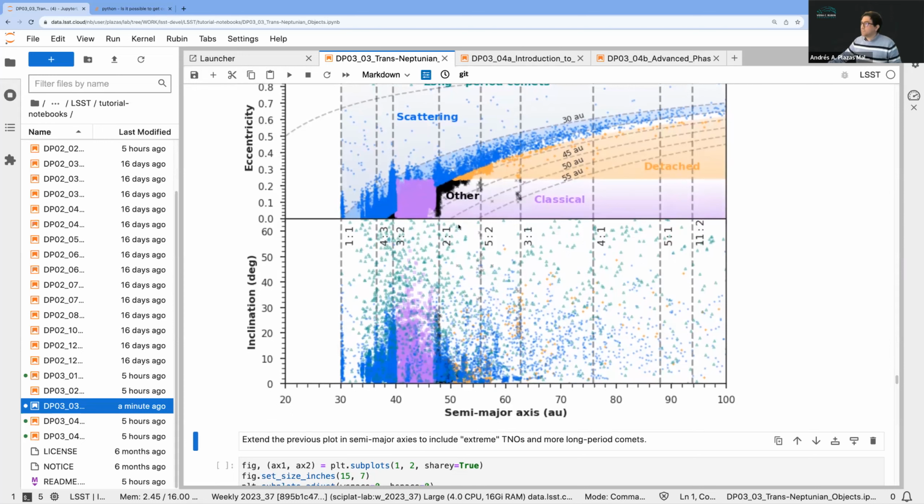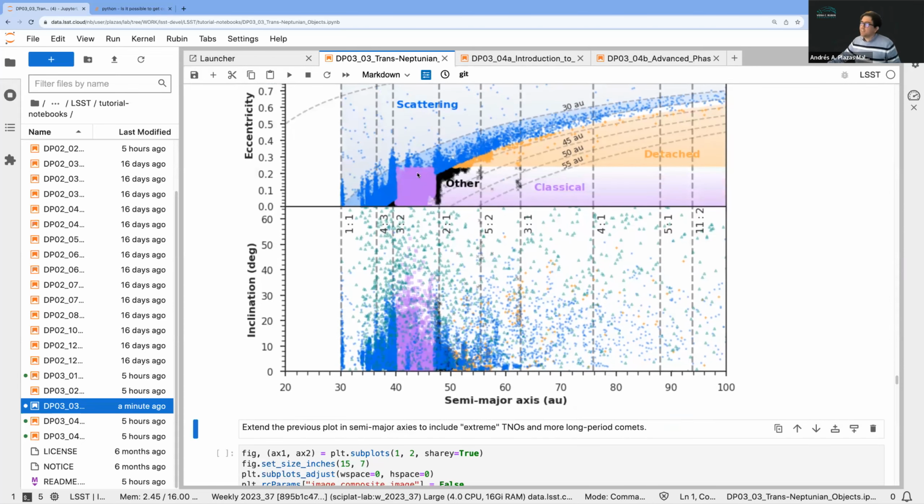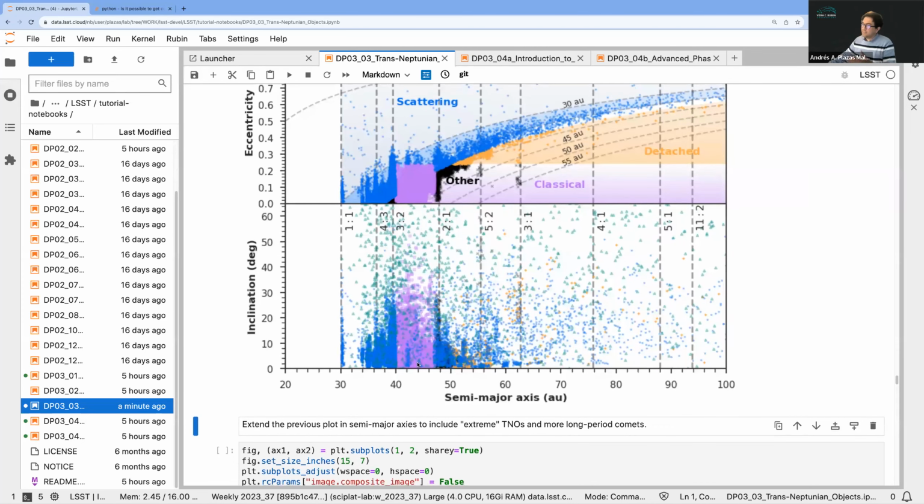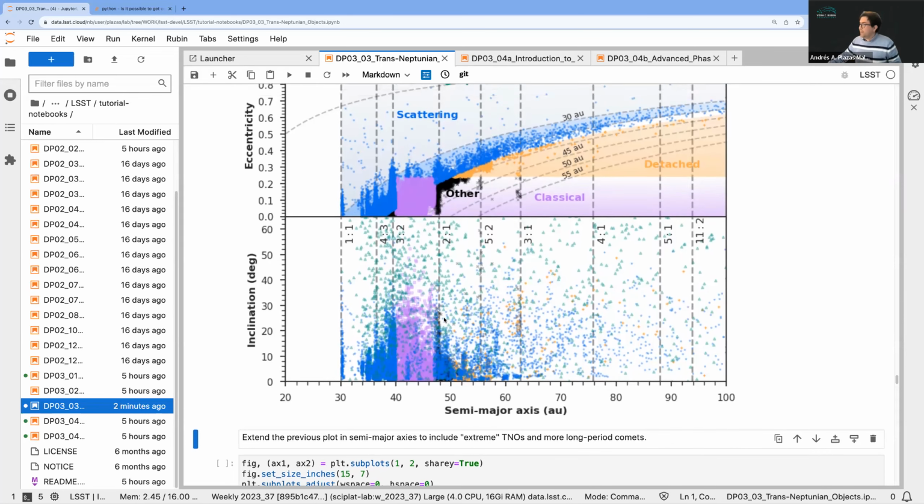You have the clustering of the classical objects at lower eccentricity. Here I think we're making a cut in inclination for the classical objects, but sometimes people also let them have a little bit higher inclinations. But here they have relatively low eccentricities and relatively low inclinations. Well, relatively here is like 40, yeah, sorry. Here, you can see that it's more clustered at this lower part of the inclination space.